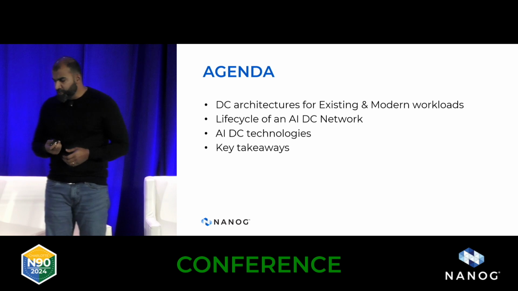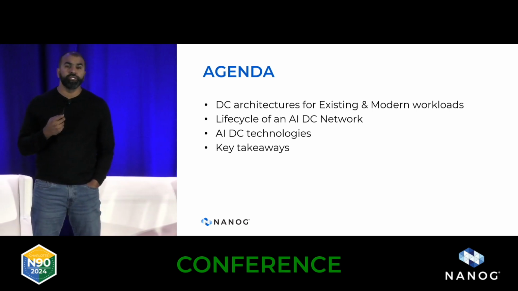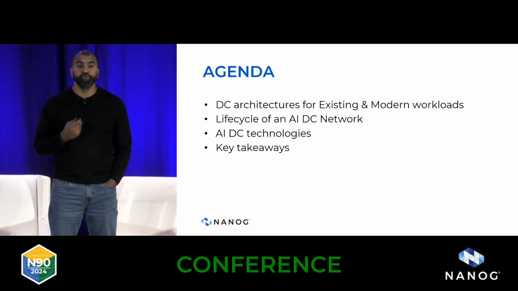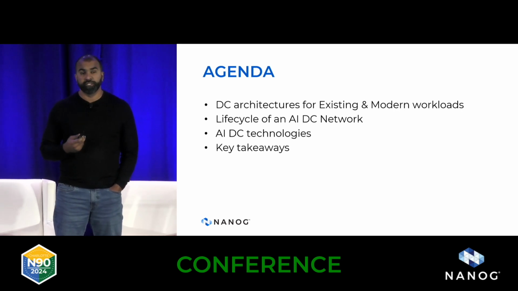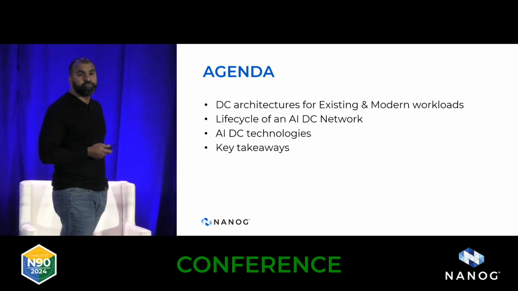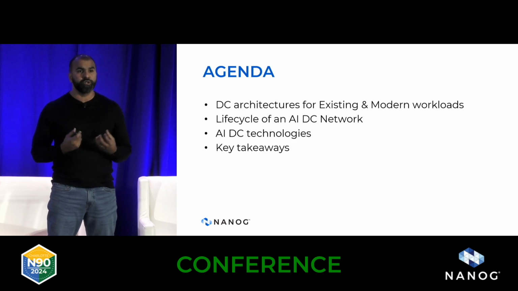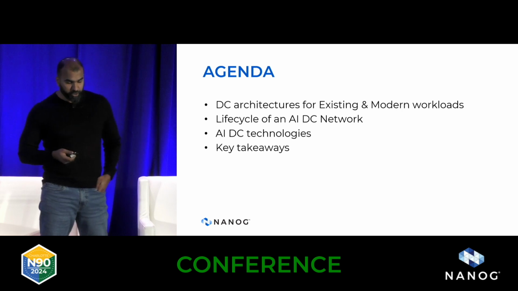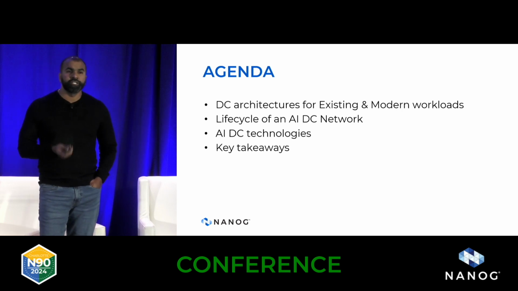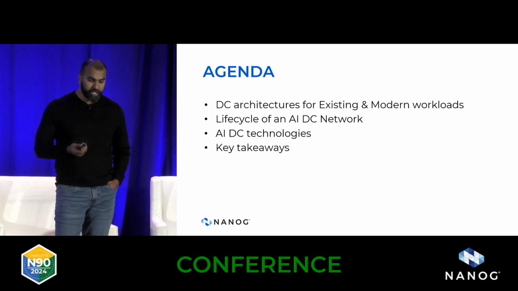Second, we are going to talk about the life cycle of a model, and how the data center network is useful in the life cycle of AI training models. Third, we are going to talk about the different data center technologies, how we connect the GPUs, and how we build the data center cluster, connecting it together with various types of connectivity. And the fourth topic is the key takeaways: what we learned and what we are working on behind the story of the AI data center fabric.